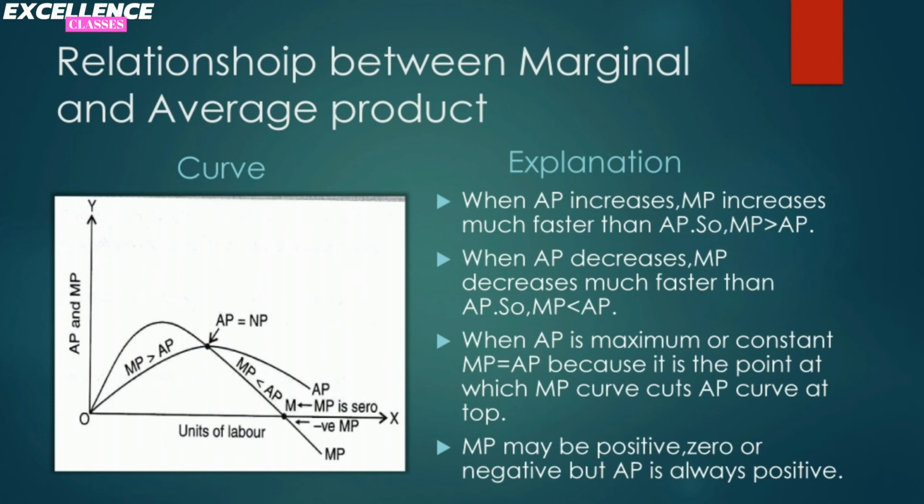So this was all about the relationship between the average product and marginal product. Understand this question carefully because it can surely come in the marking scheme of 4 marks or 3 marks.